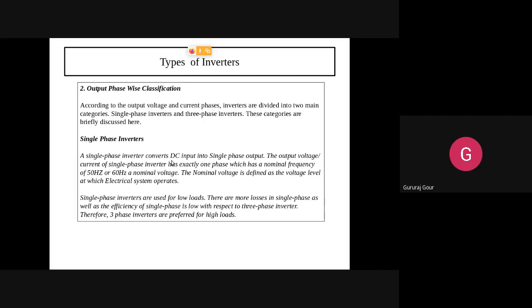The single phase inverter converts DC input to single phase output. The output voltage or current of a single phase inverter has exactly one phase, which has a nominal frequency of 50 to 60 Hz. The nominal voltage is defined as the voltage level at which the system operates. It means the output will have only one phase.